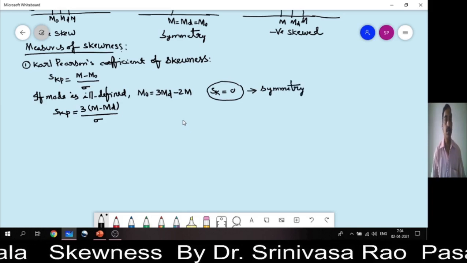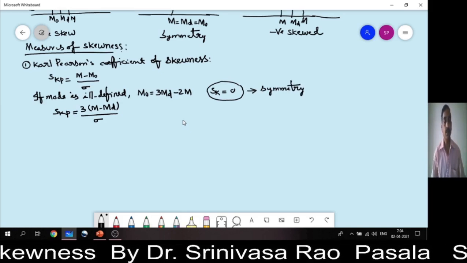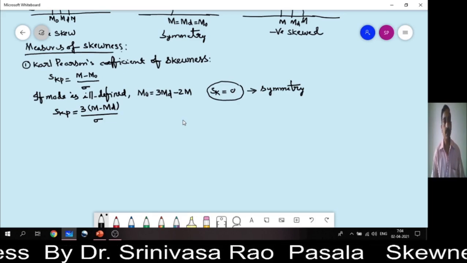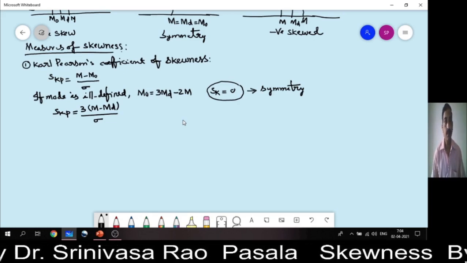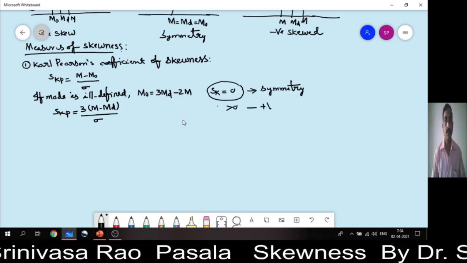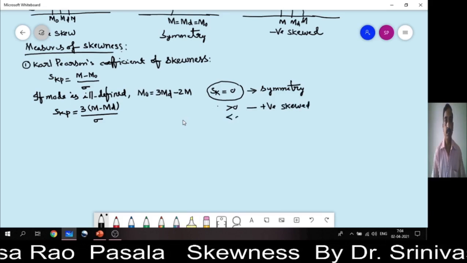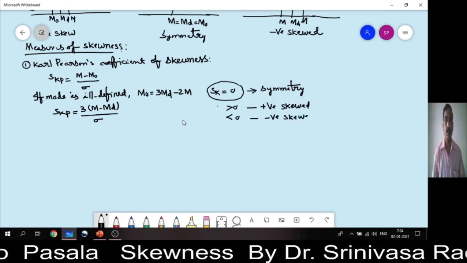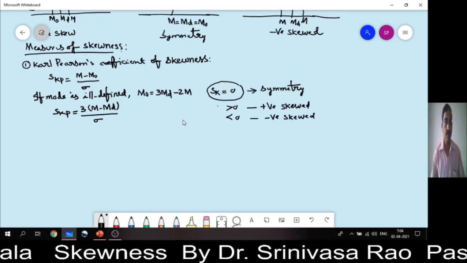distribution. So if you plot the given data on graph paper, you get more or less a bell-shaped curve. Suppose it is a positive value, that is greater than 0, that is positive skewed. If it is negative, less than 0, that is negative skewed distribution. This is the interpretation of Karl Pearson's coefficient of skewness.